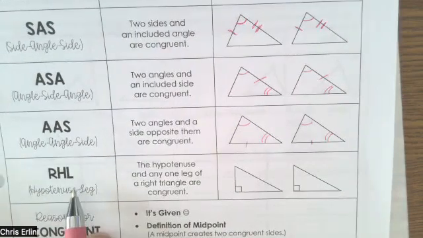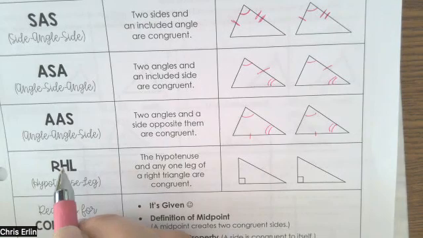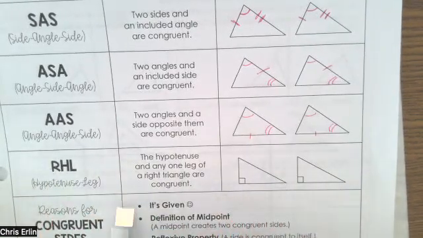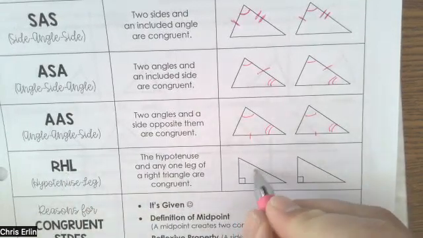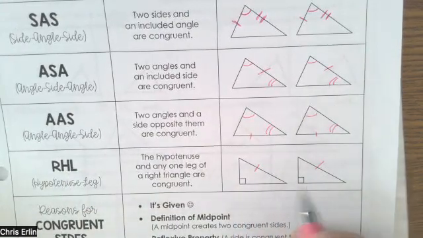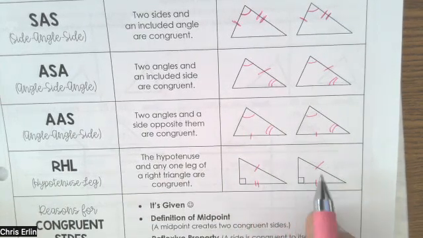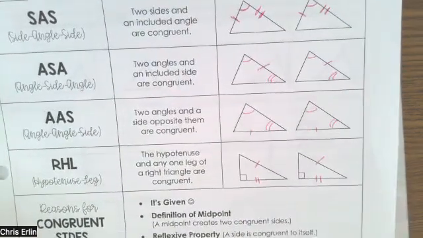And did I teach you RHL in that video? I don't know that I did. Okay. What RHL stands for is a right angle, which we're showing with the right angle, and the hypotenuse, and then either one of the legs. In other words, this is a special case of ASS, but one that does work.